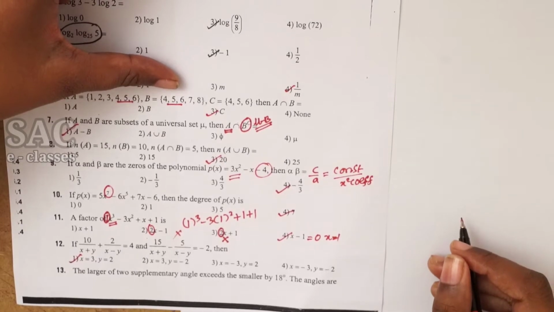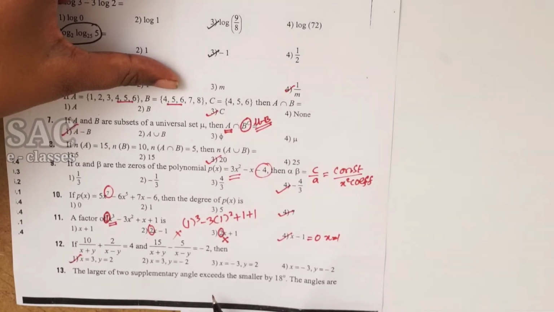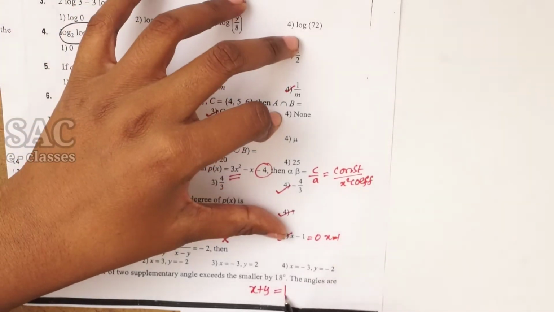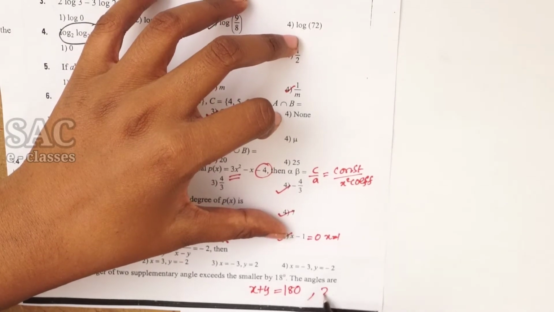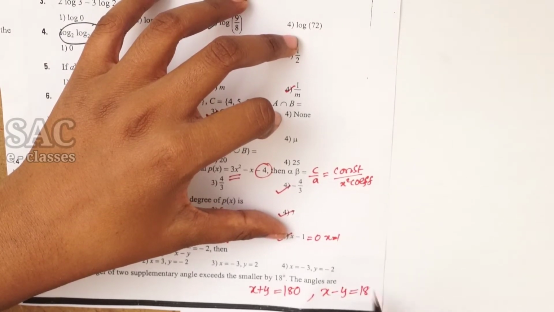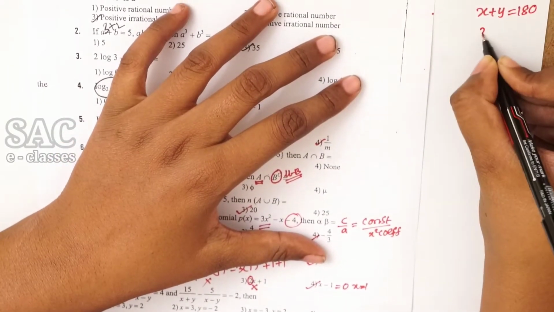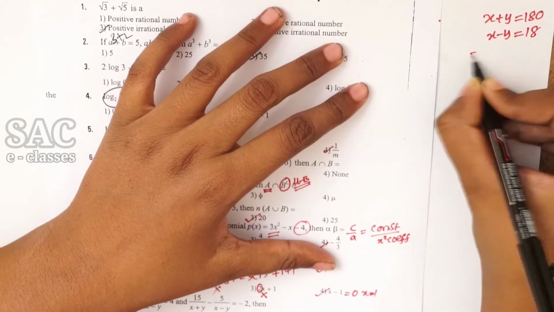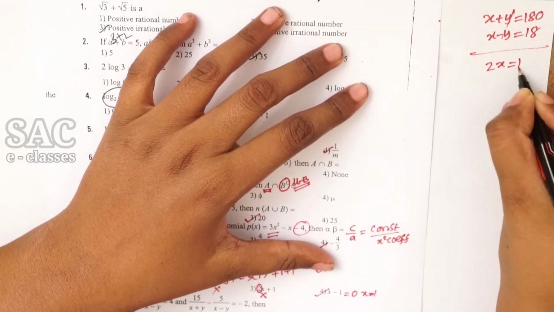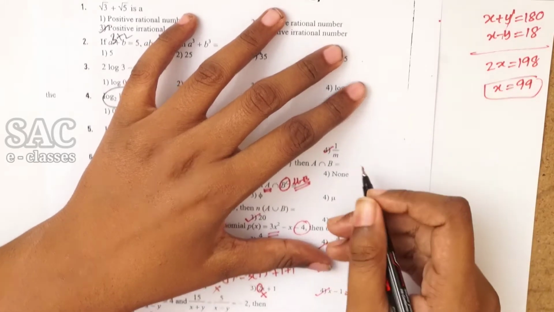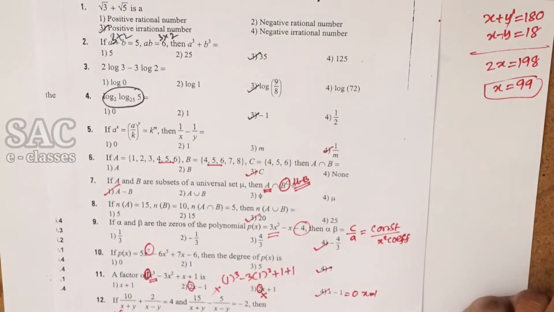Coming to the 13th one: the larger of the two supplementary angles exceeds the smaller by 18, then the angles are. Simply by framing it, supplementary means the sum of the angles is 180, and the difference they are saying is 18. Let's solve it. x plus y is equal to 180 degrees and x minus y is equal to 18. By adding, you will get 198, so x equals 99. In the given options, wherever x is there, just observe that and get it. Let's move to the next problem.